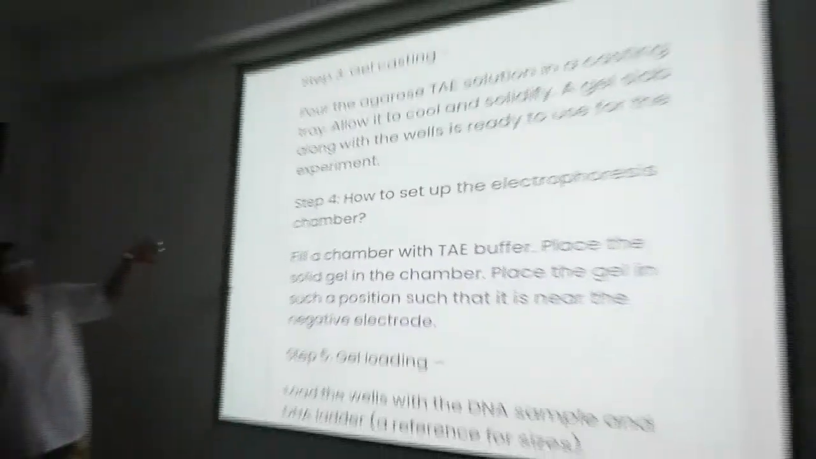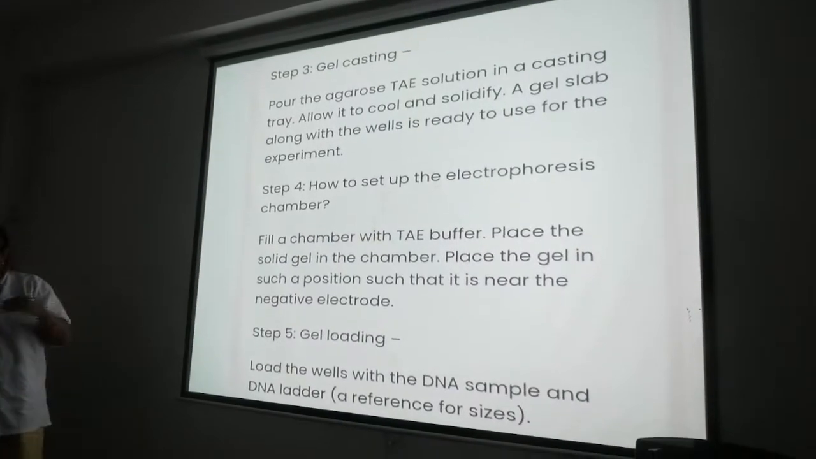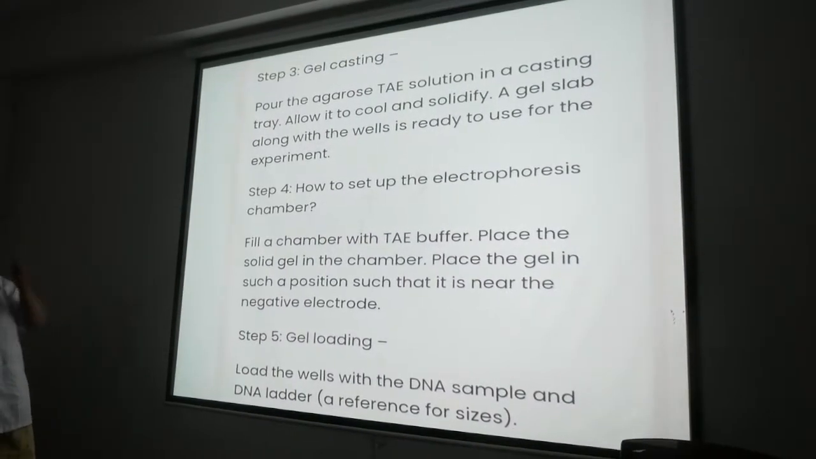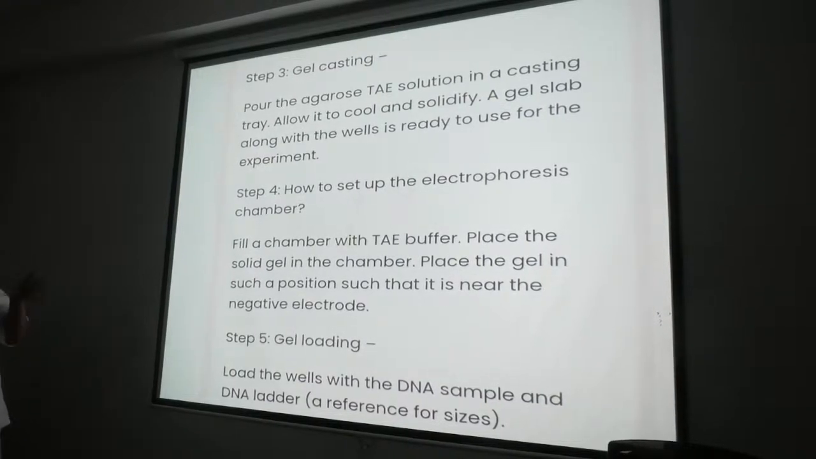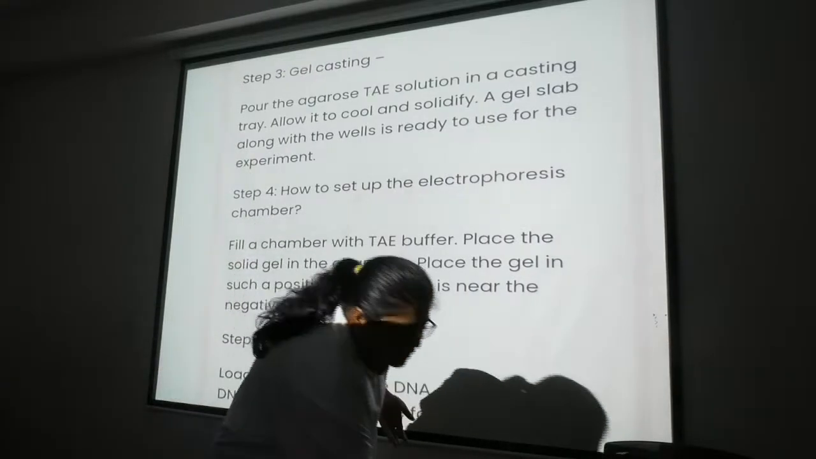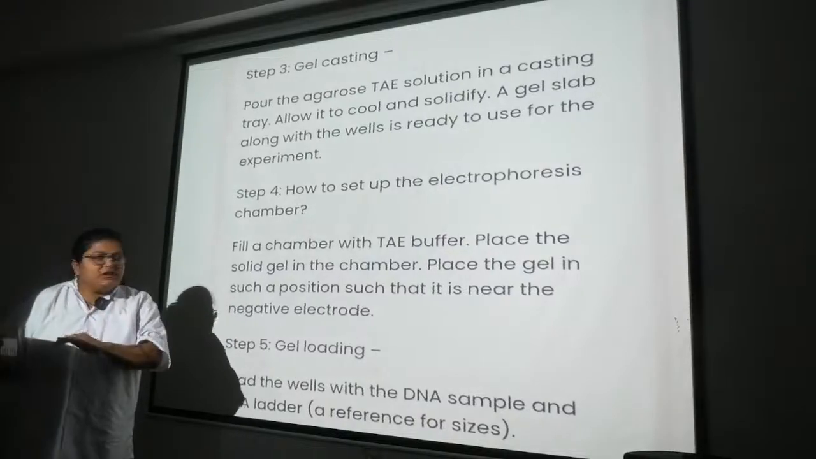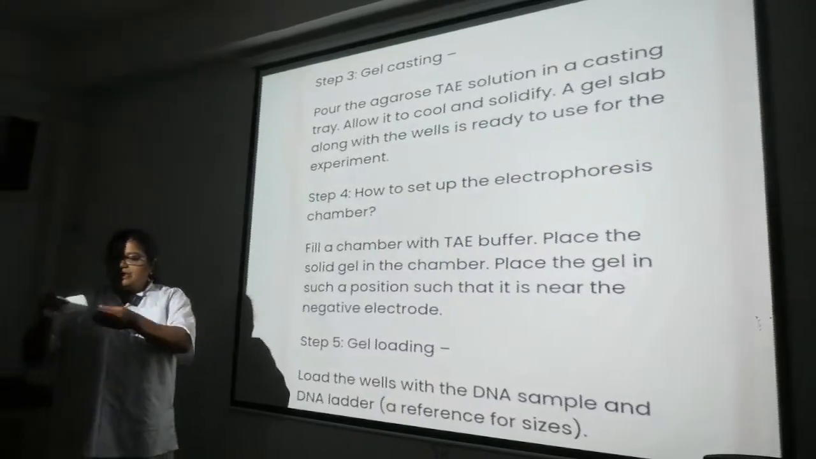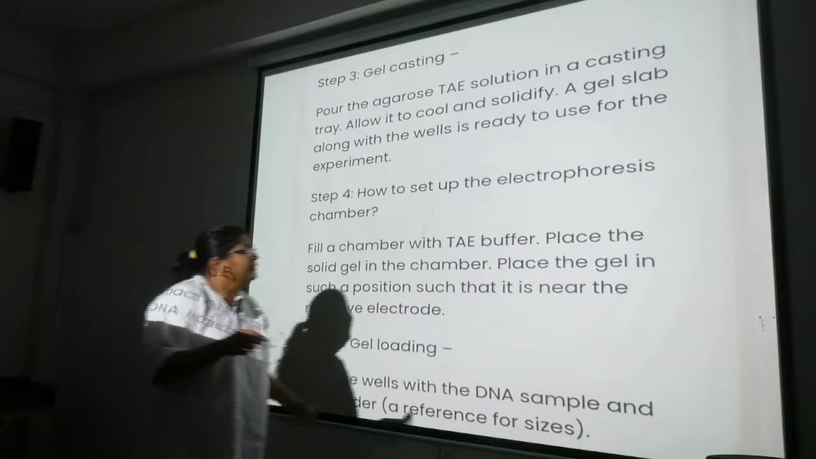Then gel casting. Pour the agarose TAE solution into a casting tray, which is square shaped, and allow it to cool and solidify, and a gel slab along with the wells is ready. During the liquid state, we apply the comb, let the gel solidify, and then remove the comb. So this area forms the wells.